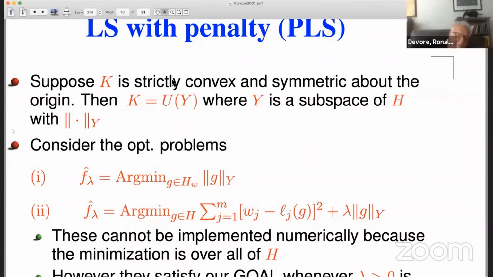In this case, and this is rather typical, by the way, of most model classes like Sobolev spaces, Besov classes, and Barron classes in deep learning and the like, are all strictly convex and symmetric about the origin. In this case, you can view K as a unit ball of a Banach space Y, which is a subspace of H. In fact, you define Y via the norm on Y is defined via K. K would be the unit ball of that norm.